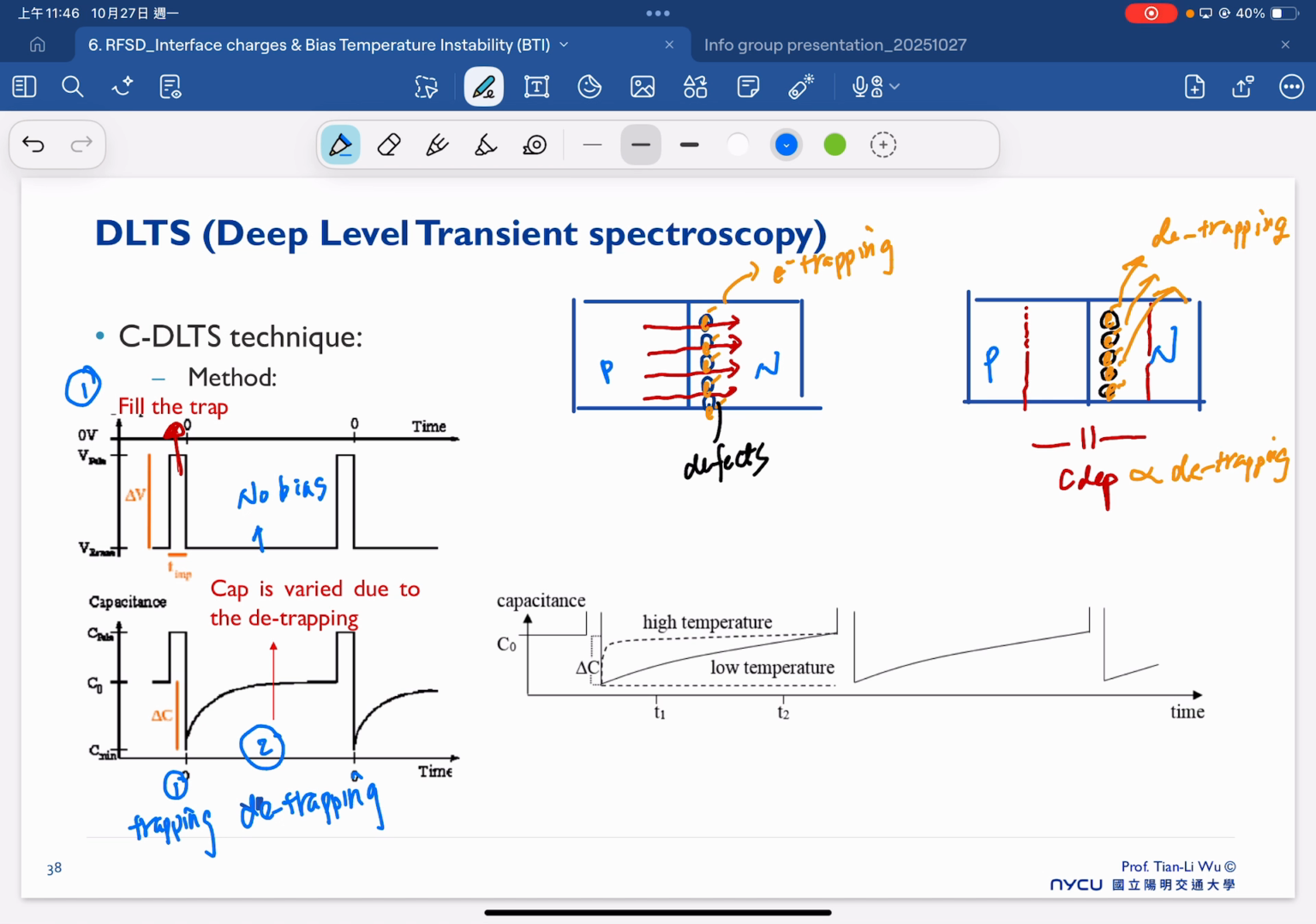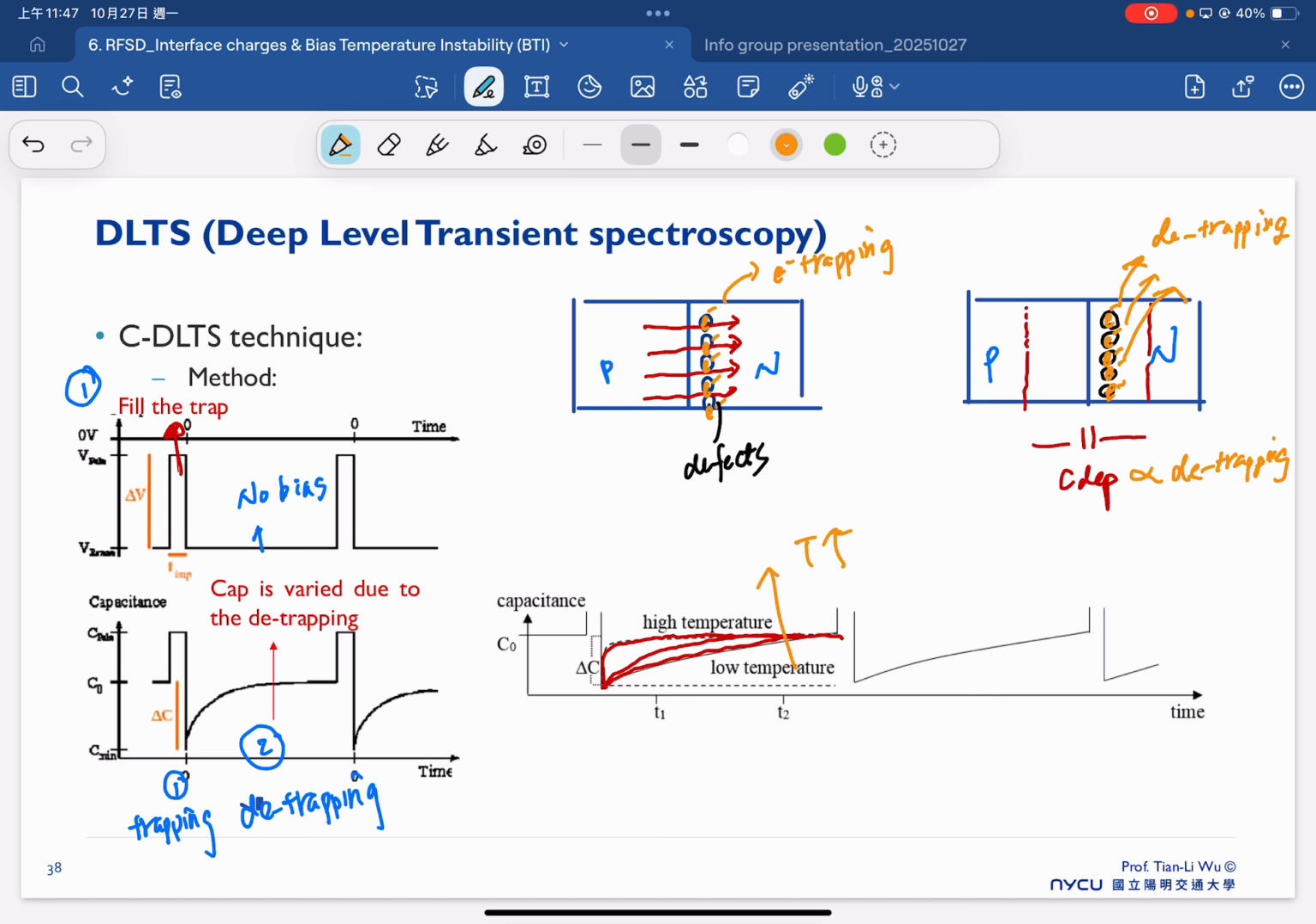So overall, that's simple. First one, give it a pulse, we fill the trap. And then the second one, we just give a no bias and let the detrapping happen, and once this detrapping happens, we see the capacitance recovery. And if you characterize this at different temperatures, this is a low temperature recovery, very slow. Medium temperature recovery, a little bit faster. High temperature recovery, very fast here. So this is with increase of the temperature.